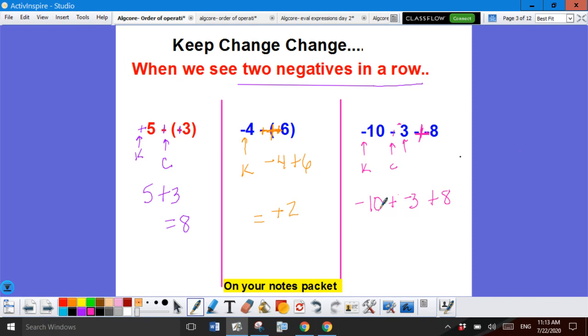So I kept it, I changed it, I changed it. Plus 8. So negative 10 plus negative 3, this is a negative 13 plus 8. So I owe somebody $13. I paid them back 5. That leaves me with a negative 8.